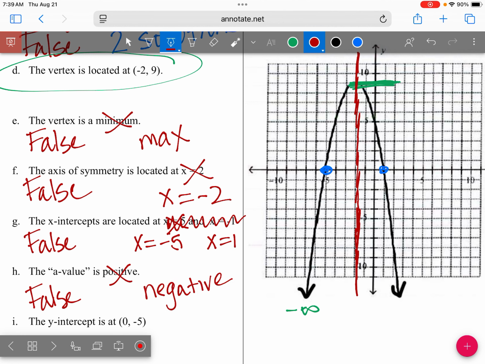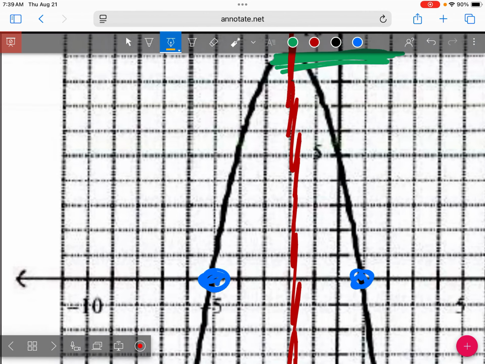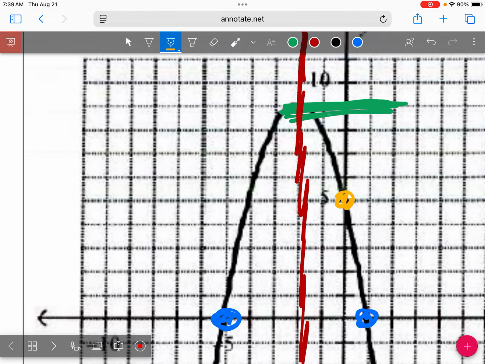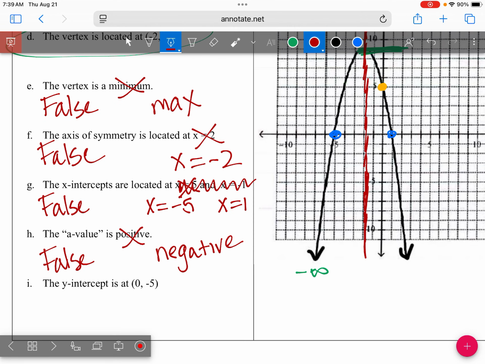And then lastly is the y-intercept. So the y-intercept, where it crosses the y-axis. All right, so let me zoom on in here. That's right here. That's the y-intercept, which looks like it's at positive 5. So that means that this is also false. It should be 0, positive 5.